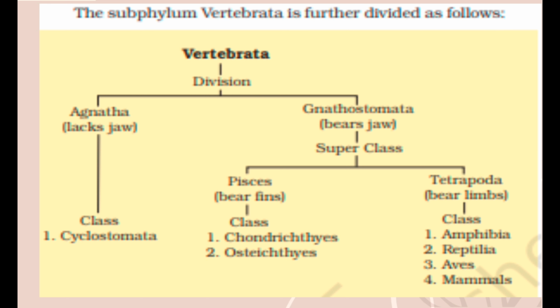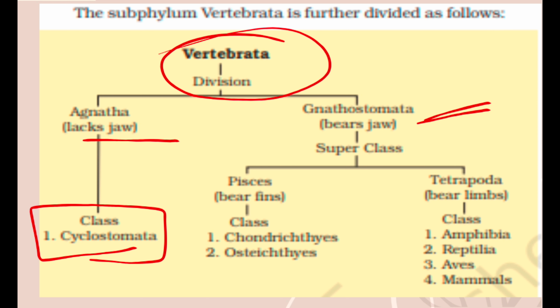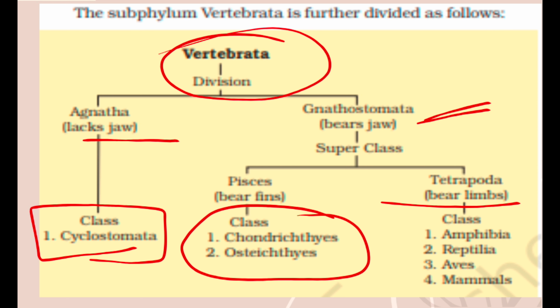Next chart describes the vertebrata division. Agnatha means which lacks jaw. Gnathostomata, which bears the jaw. Agnatha has only one class, Cyclostomata. And Gnathostomata has two superclasses, Pisces and Tetrapoda. In Pisces, classes are Chondrichthyes and Osteichthyes. In Tetrapoda, which bear limbs, there are four classes, Amphibia, Reptilia, Aves, and Mammalia.